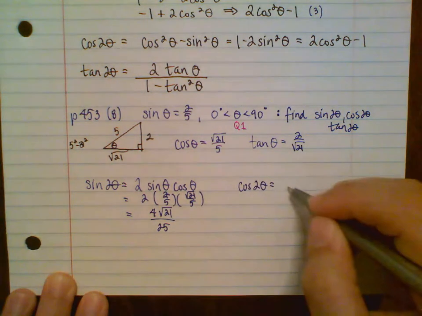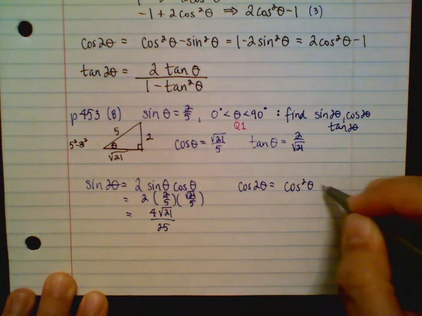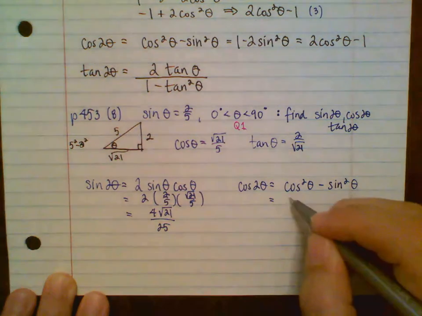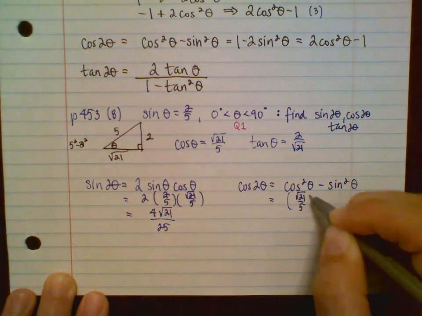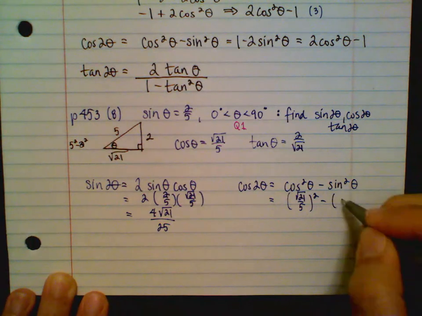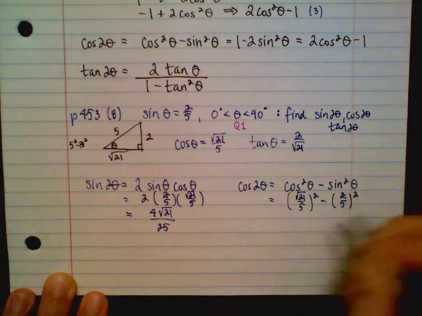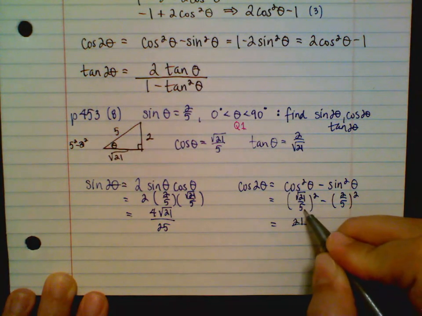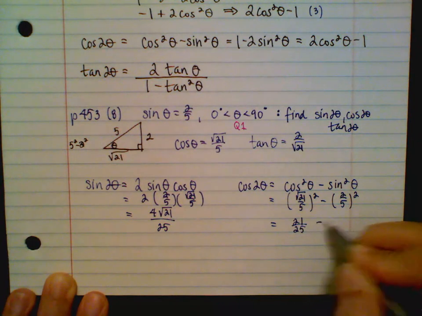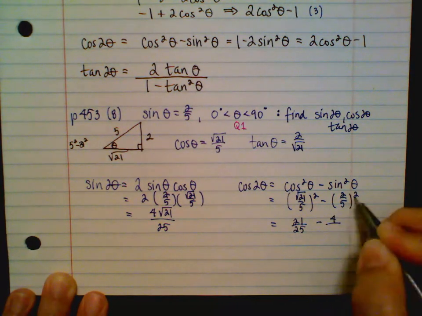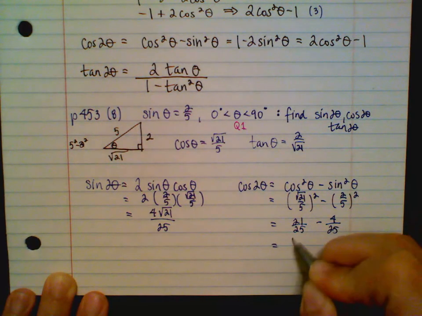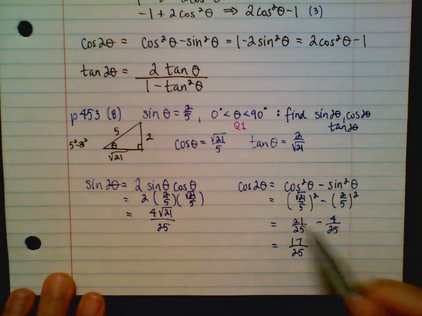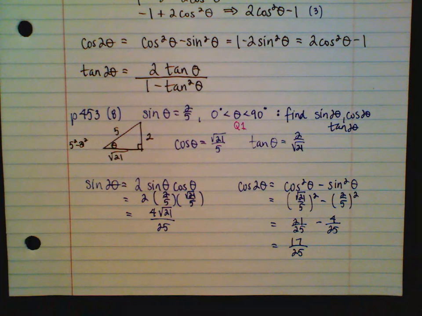The cosine of 2 theta is the square of the cosine minus the square of the sine. So this is the square root of 21/5 squared minus the sine 2/5 squared. So when you square the square root of 21, you just get 21. When you square 5, you get 25. When you square 2, you get 4. When you square 5, you get 25. So this is 17/25, because remember, we'll subtract the numerators and keep the same denominator.